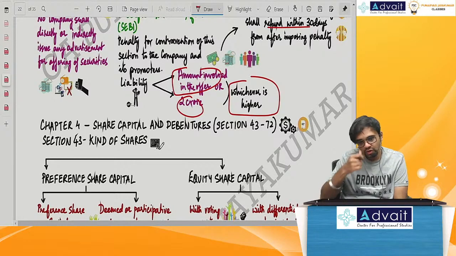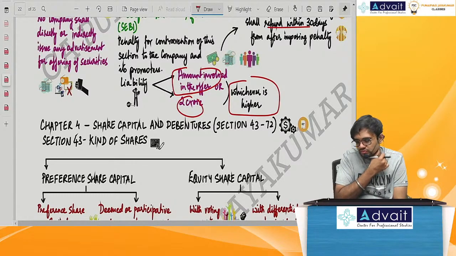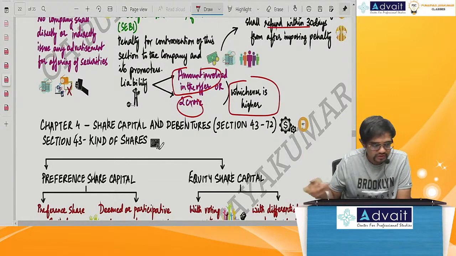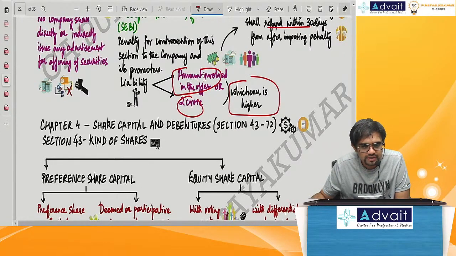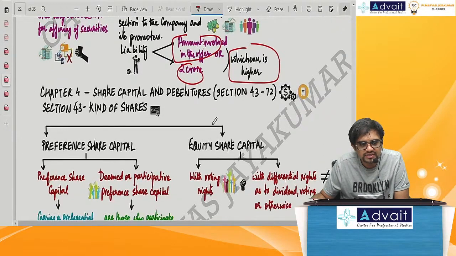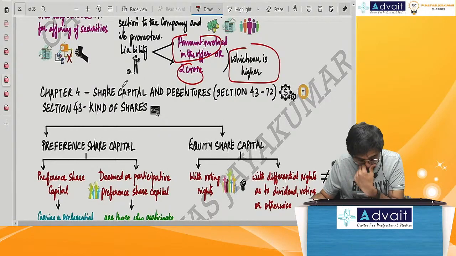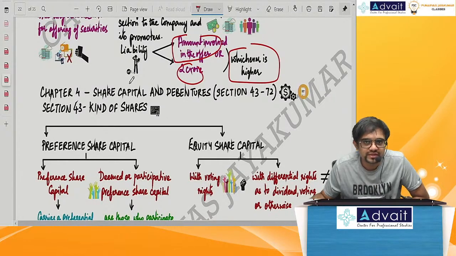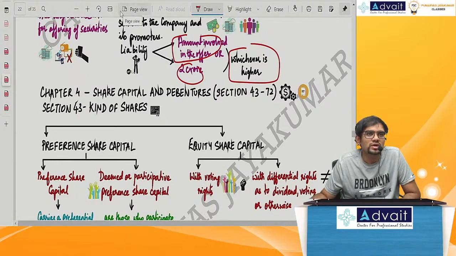Now let us move on to chapter number 4. Chapter number 4 is what, guys? Share capital and debentures. It starts from section 43 and goes to 72. So we are going section wise only, and page number wise. Every day my target is around 17 to 18 pages. That's enough, so thereby we can go comfortably.